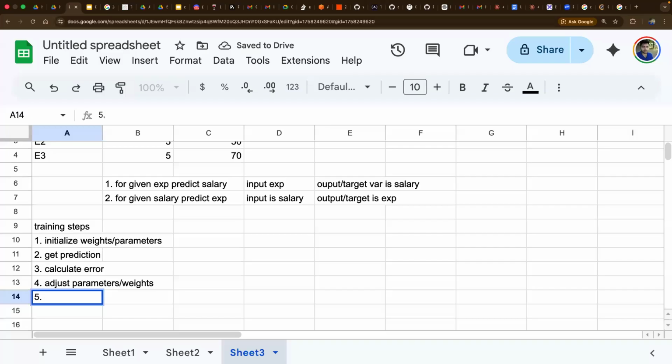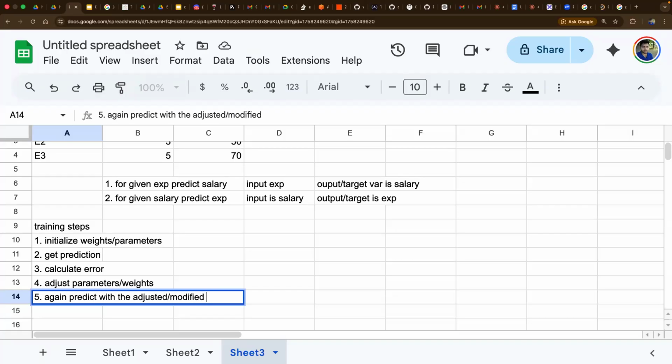Fifth is again prediction happens with the adjusted weights, and predict with the adjusted or modified weights. This process continues until we reach, in theory, we say that we should have closer to zero error.